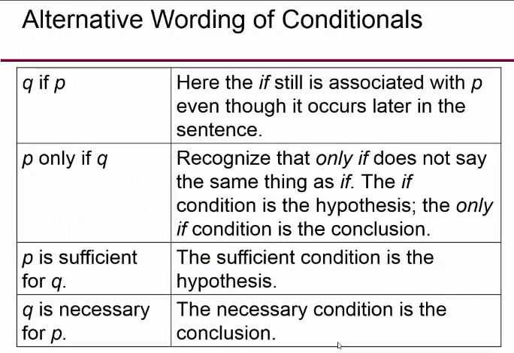So some alternative wording of the conditionals. Q if P. Here, the if is still associated with P, even though it occurs later in the sentence. P only if Q. Recognize that only if does not say the same thing as if. The if condition is the hypothesis, and the only if condition is the conclusion. P is sufficient for Q. This is the sufficient condition is the hypothesis, and Q is necessary for P. The necessary condition is the conclusion.